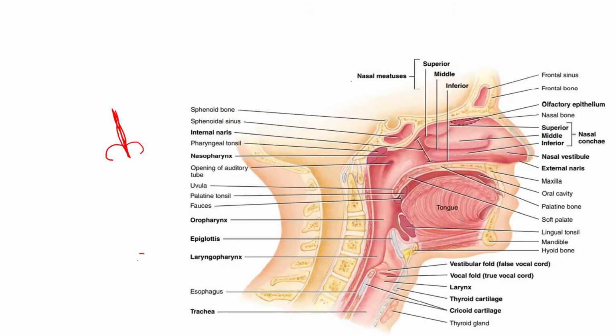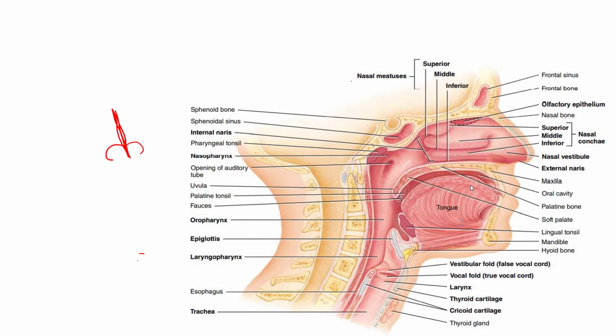If you see here, you can see the palatine bones. We have two types here. If you touch your tongue towards the upper side, you will feel one hard bone. That is nothing but the palatine bone. And you also have the soft palate, which comes after this palatine bone.